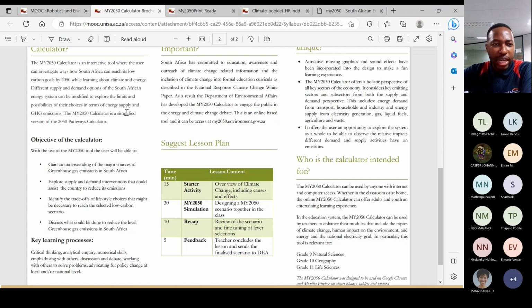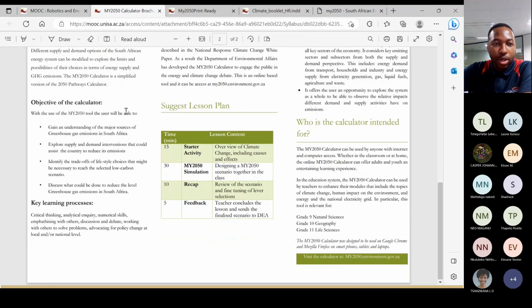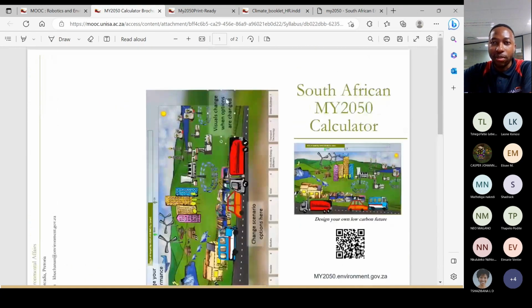So some of the objectives here include gaining an understanding of the major sources of greenhouse gas emissions in South Africa, and exploring the supply and demand interventions that could assist the country to reduce its emissions. Some of the key learning processes here are critical thinking, analytical inquiry, numerical skills, empathizing with others, discussion and debate, working with others to solve problems, and advocating for policy change at local and national level.